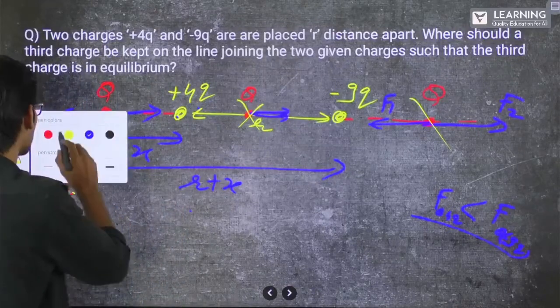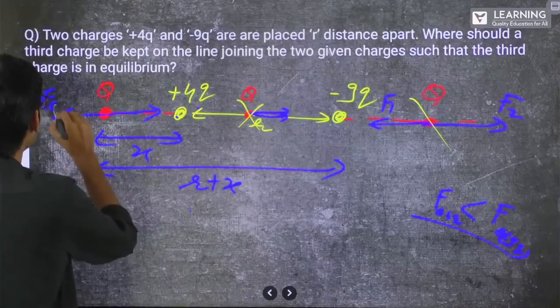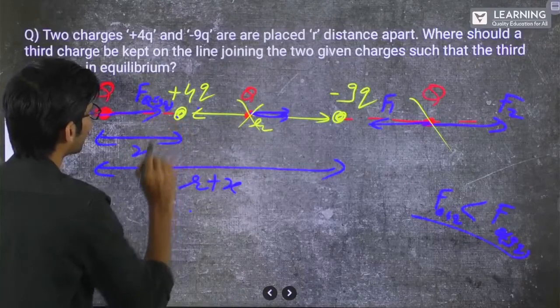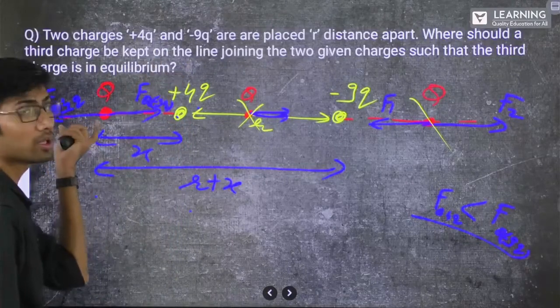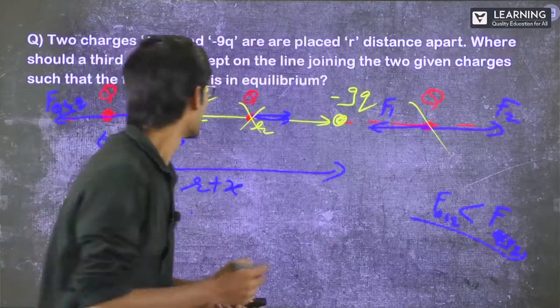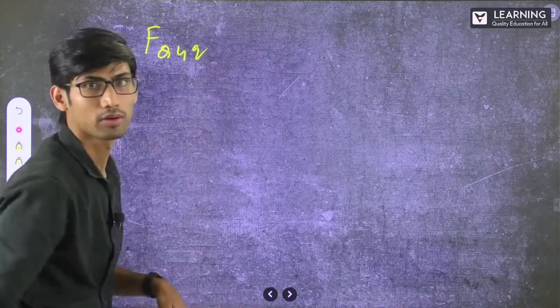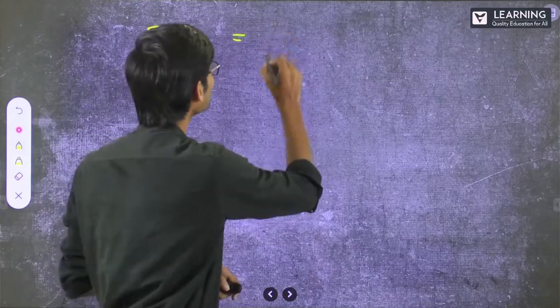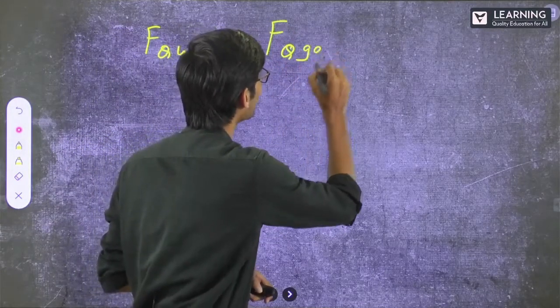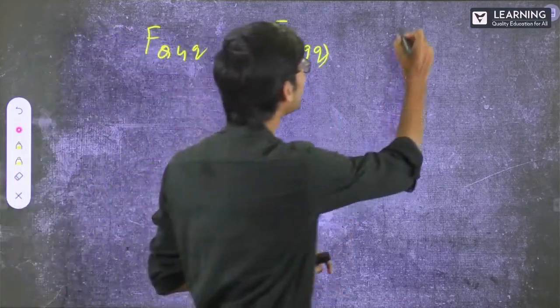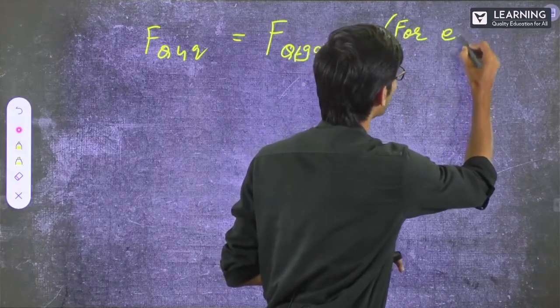Fine. So here, this is force on Q due to 4Q, force on Q due to minus 9Q. If both the magnitudes become equal, it will be in equilibrium. So from here what we can write is, force on Q due to 4Q should be equal to force on Q due to minus 9Q. This condition is for equilibrium.